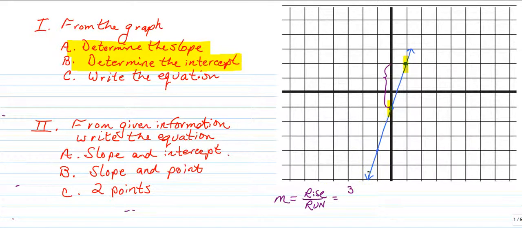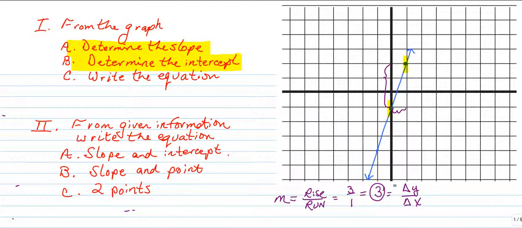The run is the horizontal distance, and that would be from there to there. So the run is 1 unit. Therefore, the slope of that line is 3. The rise over the run. Sometimes also known as the change in y over the change in x. The little triangle represents delta, which means change. So the change in the y coordinates between those 2 points over the change of the x coordinates between those 2 points.